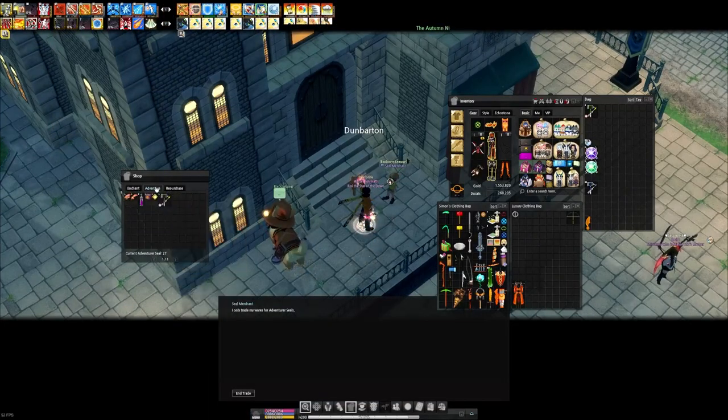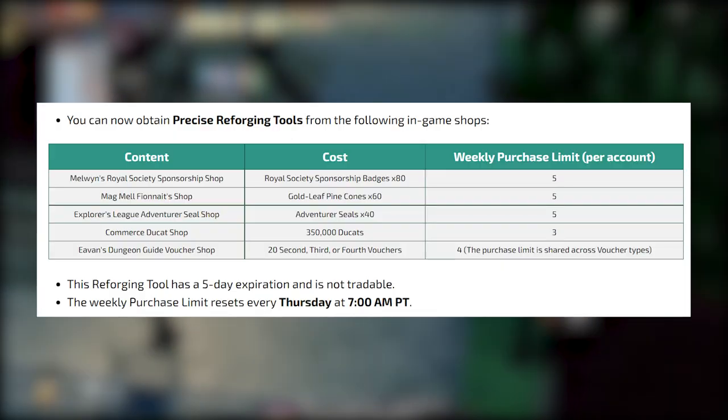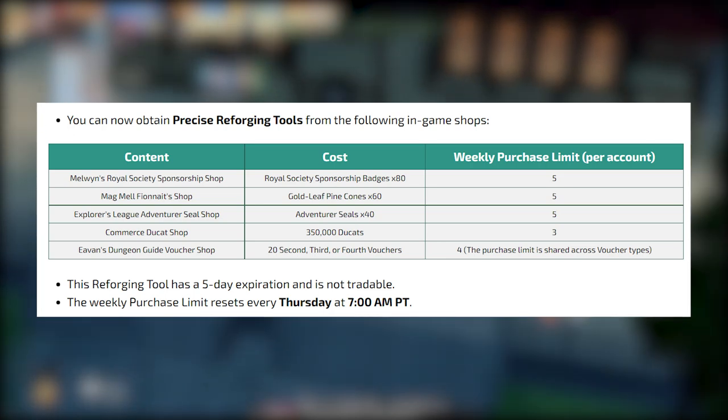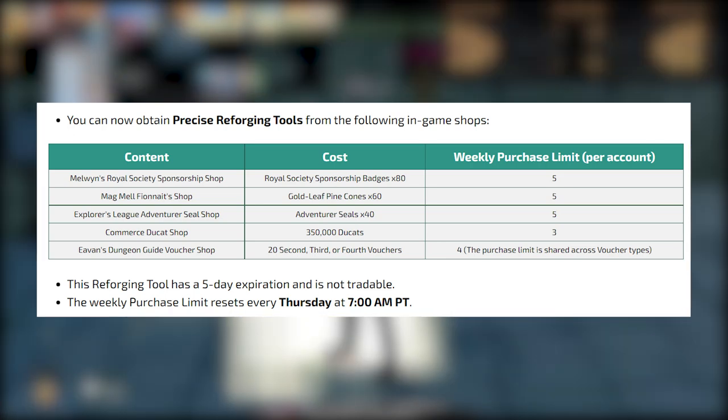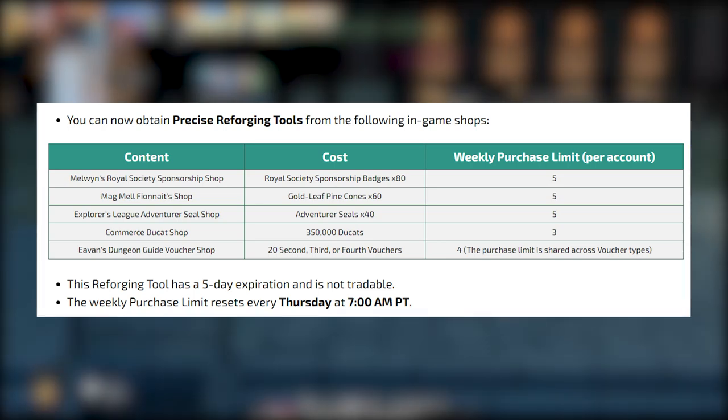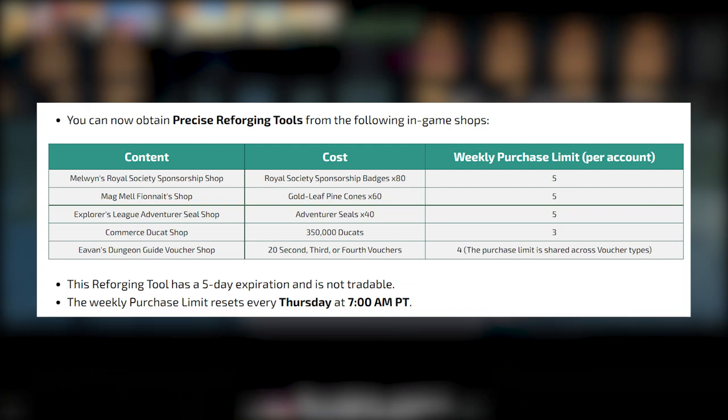They have limited purchase amounts per week. The Commerce Duget Shop is limited to 3 per week. The Dungeon Guide Shop is limited to 4 per week shared across voucher types. The rest of the shops have a limit of 5 per week. In total, you can obtain up to 22 reforges per week this way if you really grind for it. These are not tradable, so you'll have to earn them yourself.